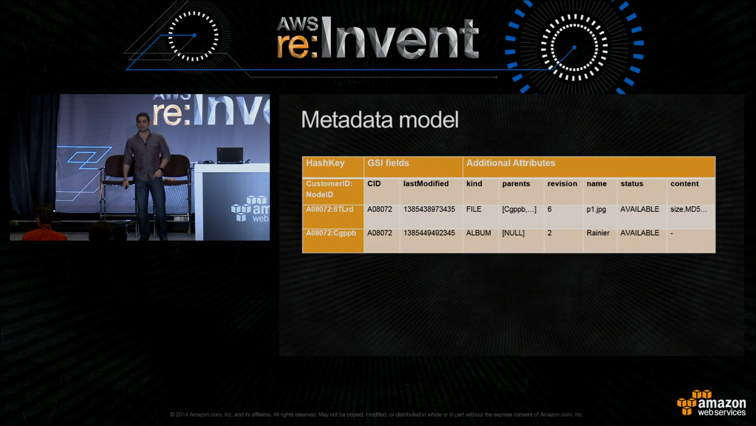A little bit about our metadata model. This is extremely simple, and this is by design. The core notion of an atom in Cloud Drive is a node, which could represent a single file, or a collection, or other units of metadata, which we call assets. The node is identified by a customer and a node ID.